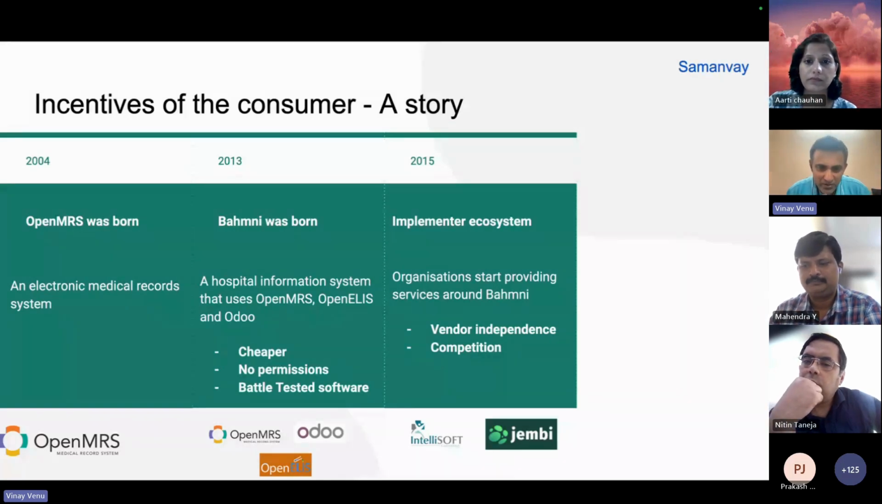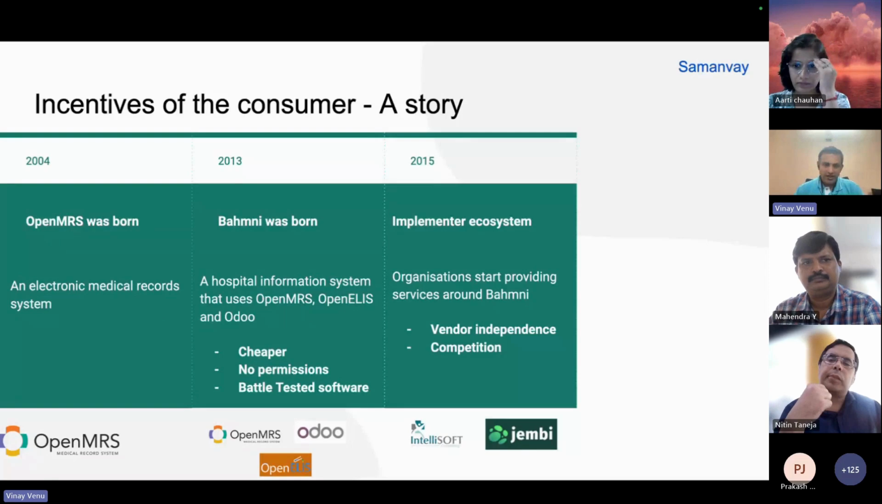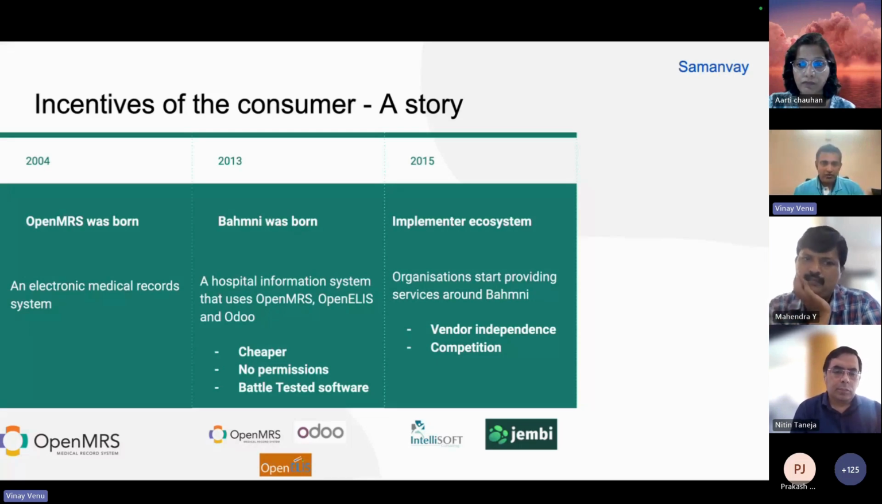Now the benefits to us: it was really cheap to build compared to building all these three things by ourselves. And if it's cheap for us to build, it means that the end consumer will also find it cheaper, right? We didn't have to ask permission from either OpenMRS, OpenLIS, or Odoo to actually pick their tools and start building it, which reduces a lot of the time it takes to collaborate with another organization.